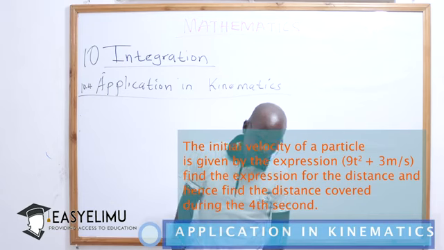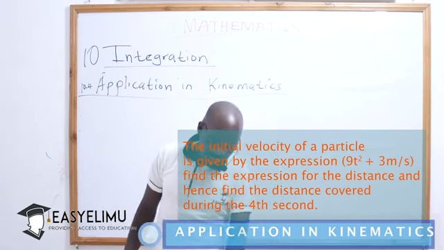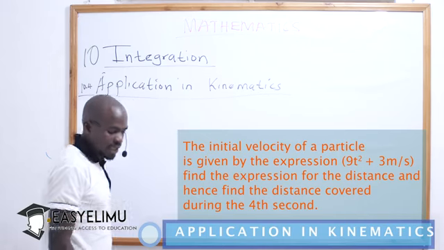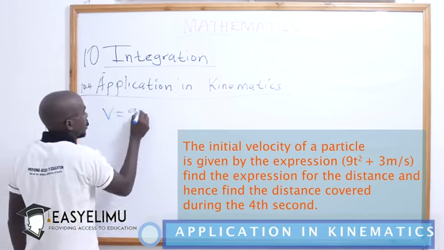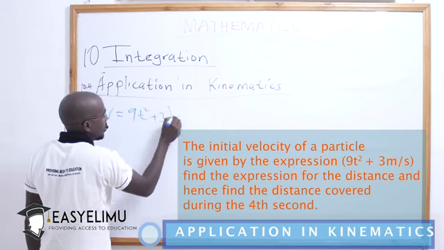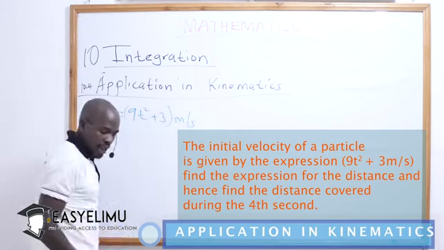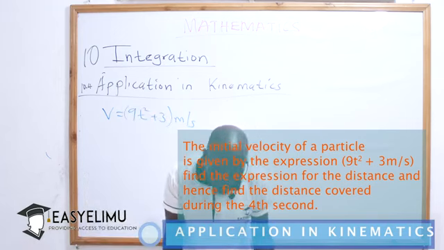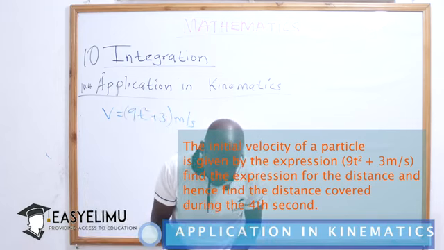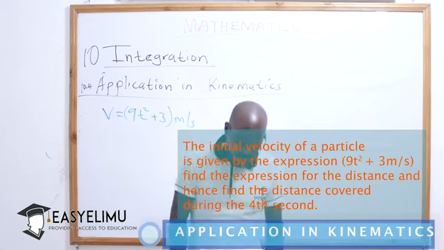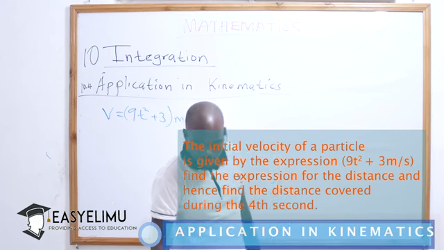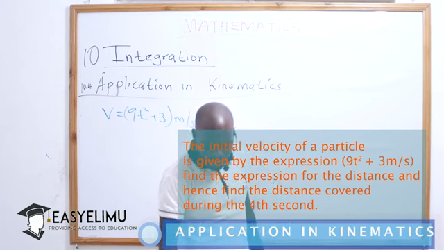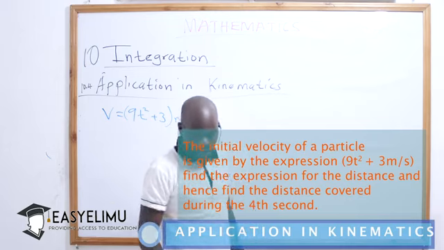The velocity of a particle is given by the expression 9t squared plus 3 meters per second. Find the expression for the distance and hence find the distance covered by the particle during the 4th second.